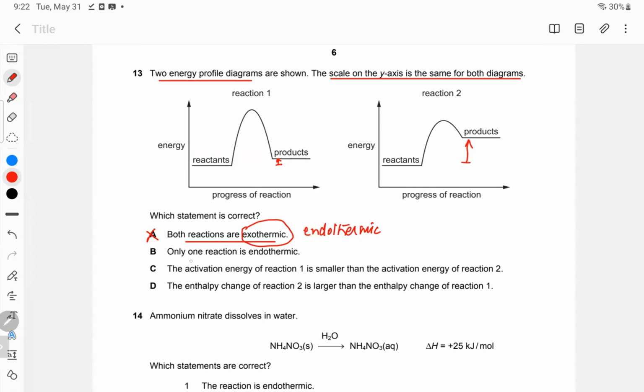Only one reaction is endothermic? No, both the reactions are endothermic, so B goes wrong as well. The activation energy for reaction 1 is smaller than the activation energy of reaction 2. So have a look over here. The activation energy of reaction 1 is that, and the activation energy of reaction 2 is that. So the activation energy of reaction 1 is not smaller, it is greater than the activation energy of reaction 2, which makes C wrong as well. So it means D is our correct answer.